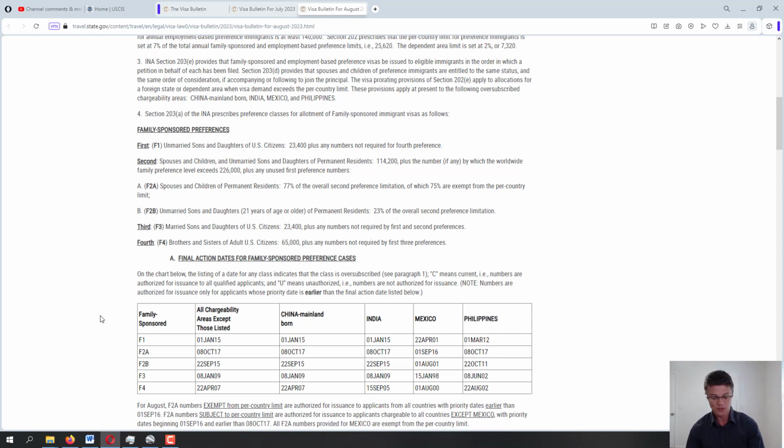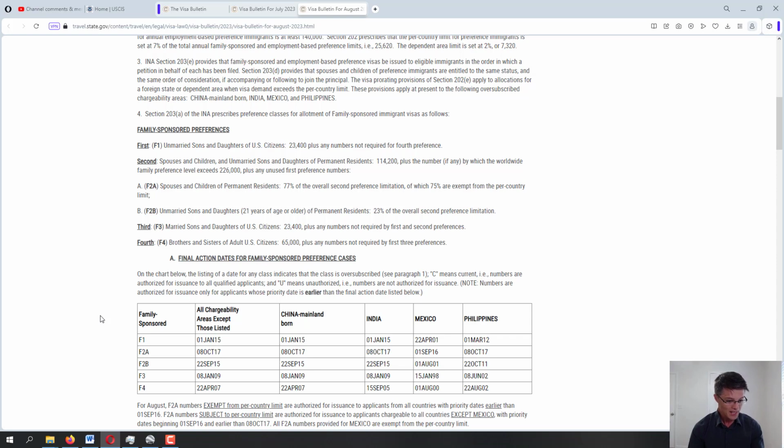Obviously, if you are a child under 21 or a spouse of a US citizen, then this is not applicable to you at all because you are in the immediate relative category. Also, if you're a parent of a US citizen, you are in the immediate relative category, so you won't have to be dealing with the backlog. Basically, there is no cap.